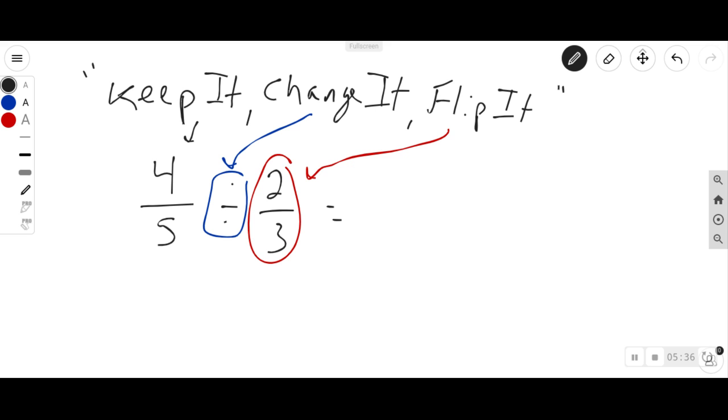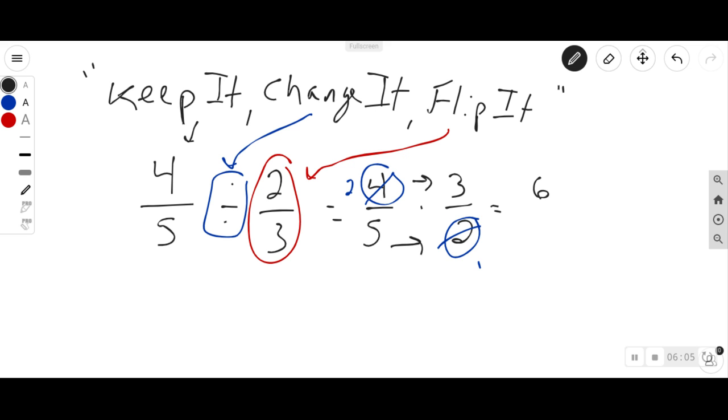So we keep 4/5. We change the divide to a times, and we flip, or take the reciprocal of, 2/3, which is 3/2. Now I can look and see if there's any canceling. Well, I've got 2 and 4. 2 goes into itself once and into 4 twice. So when I multiply across, I end up with 6/5. And it is simplified, so there's my answer.